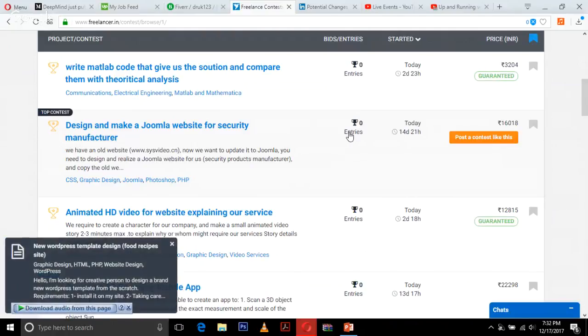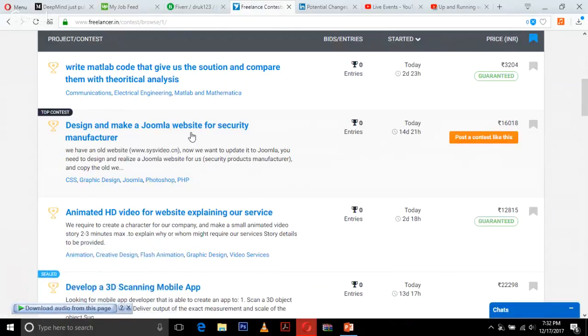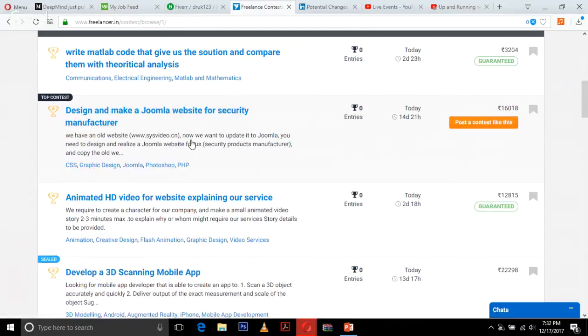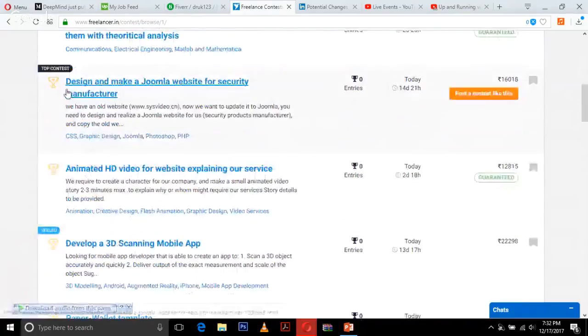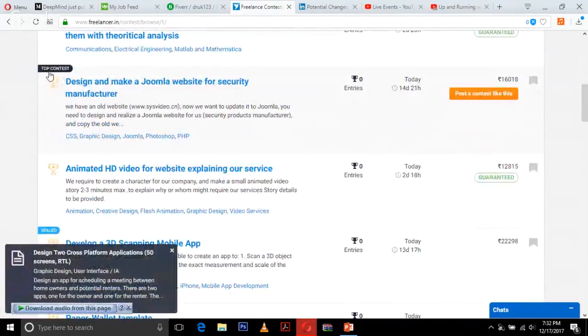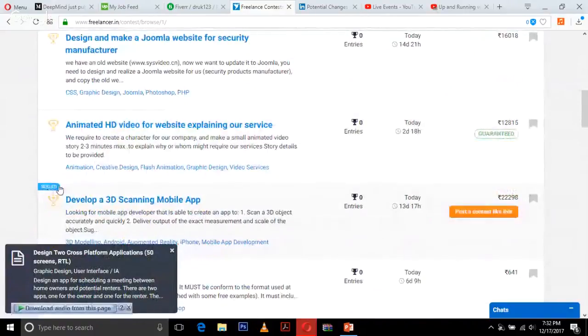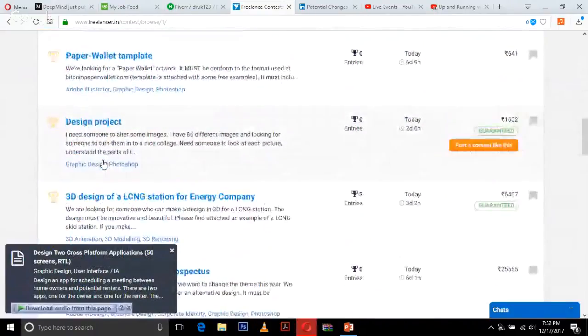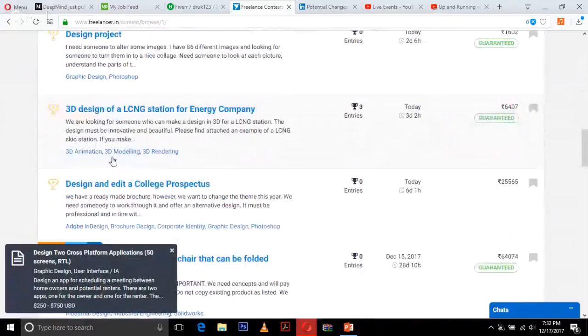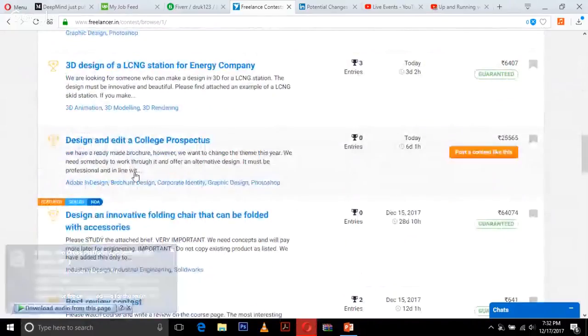At this moment, no other freelancer has submitted any entry over here, and this is the total duration, and this is the total amount of money they are paying. This is a lot they are paying. But while you are going, you should take note of these things. Like there's a top contest, this is shield, and there are certain contests which are guaranteed. You can see a guaranteed.